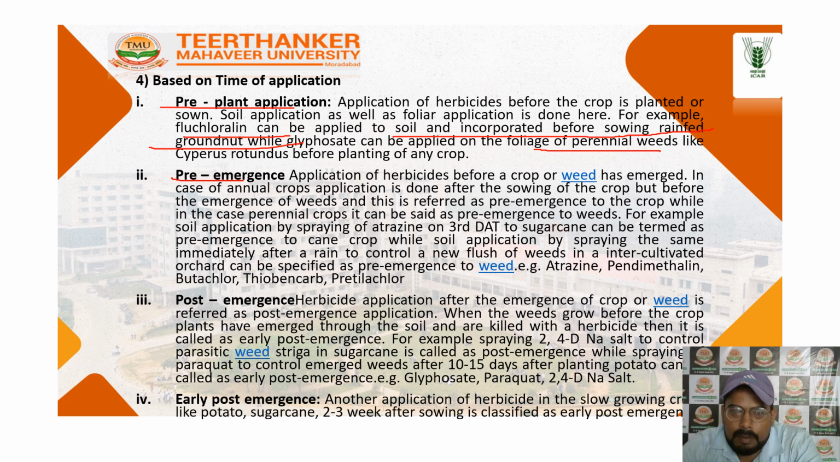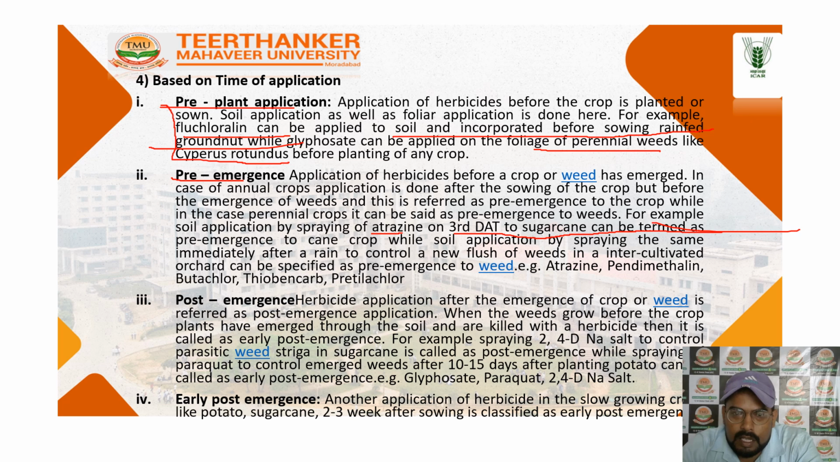So these are herbicide applications made before the time of sowing. These are again classified into two or three groups: pre-emergence, post-emergence, and early post-emergence. Pre-emergence herbicide application means the application of herbicide before the crop or weeds have emerged or germinated. In the case of annual crops, the application should be made after sowing the crop, 2 to 3 days after sowing. An example is atrazine in sugarcane.